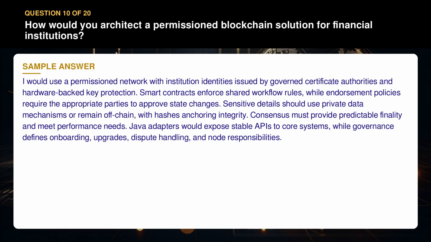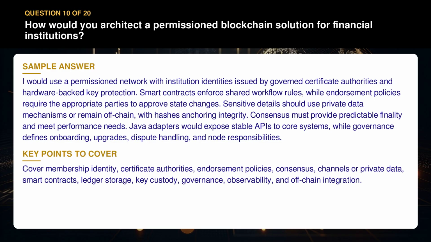Smart contracts enforce shared workflow rules, while endorsement policies require the appropriate parties to approve state changes. Sensitive details should use private data mechanisms or remain off-chain, with hashes anchoring integrity. Consensus must provide predictable finality and meet performance needs. Java adapters would expose stable APIs to core systems, while governance defines onboarding, upgrades, dispute handling, and node responsibilities.